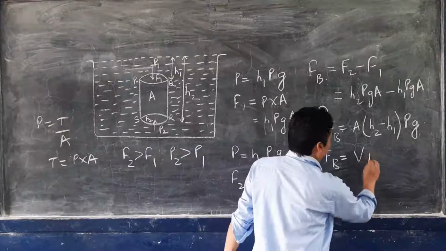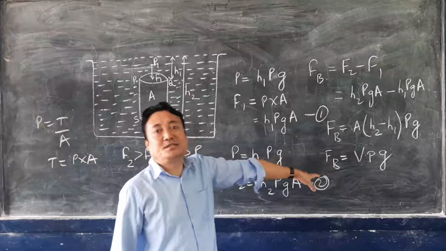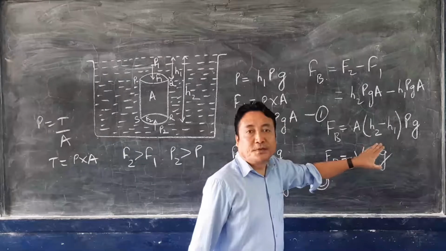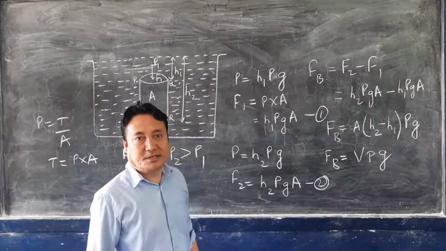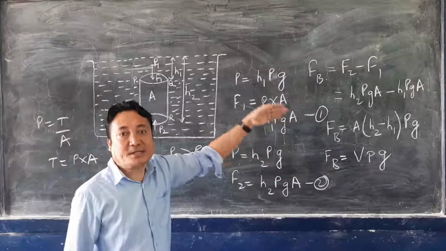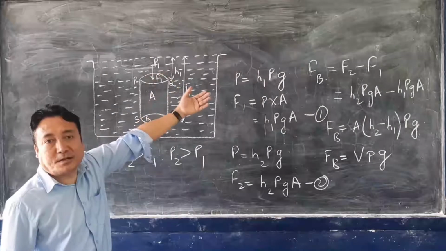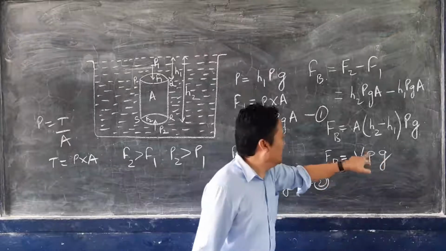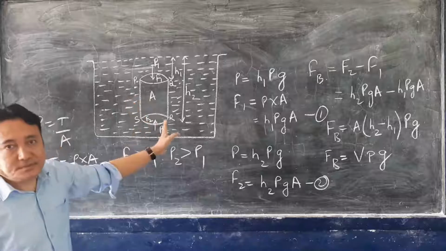So now I will write here VPG. So FB equals VPG. FB is the net upward force. This net upward force equals volume into density of the liquid multiplied by acceleration due to gravity. This way you will calculate the net upward force exerted by the liquid on the immersed part of the body, which is given by VPG. V is the volume, P is the density, and G is the acceleration due to gravity.